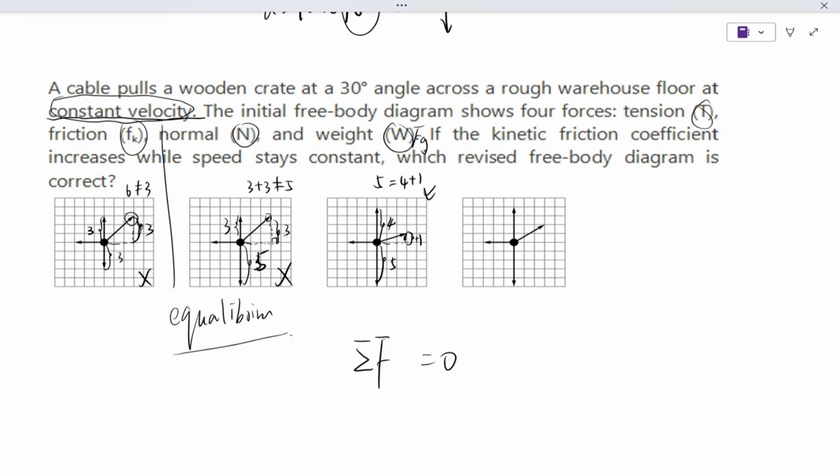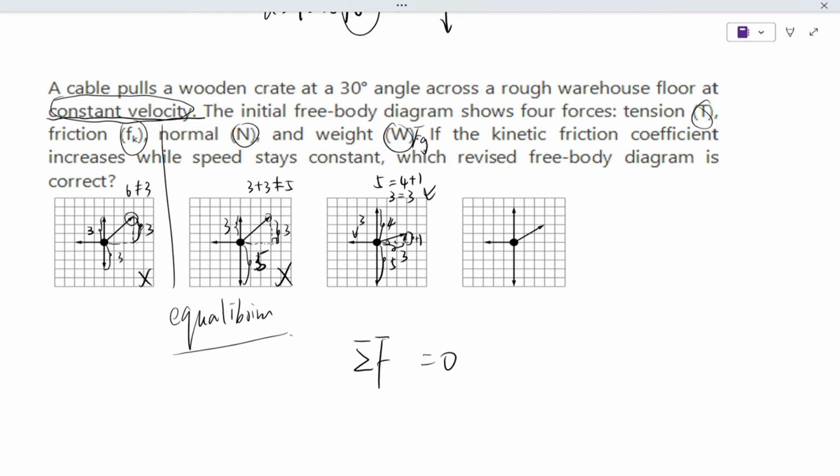And then let's look at horizontally. Horizontally, it has a magnitude of 1, 2, 3. It has a magnitude of 3. And this force, I think it's friction force. Yes, it is a friction force. It's also equal to 3. Horizontally, 3 is equal to 3, which means horizontally it is also at equilibrium.